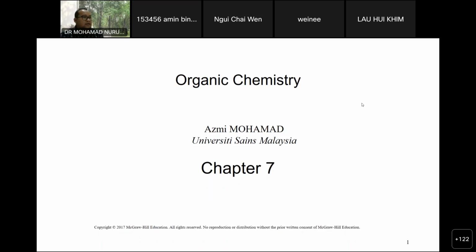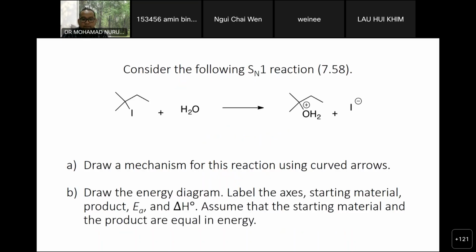Mida. So I already gave you some questions, so I will skip a few questions if there are repetitions or they are quite similar. I just want to show you how we can manipulate some information that we have learned before. Okay, so the first question is regarding the following SN1 reactions.